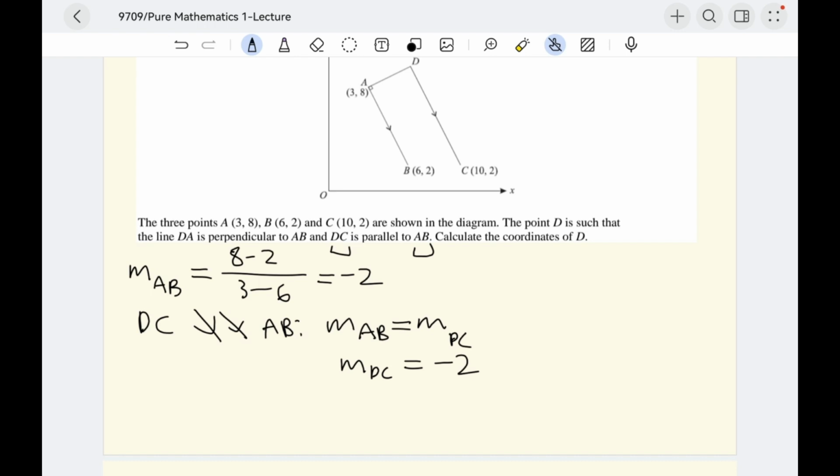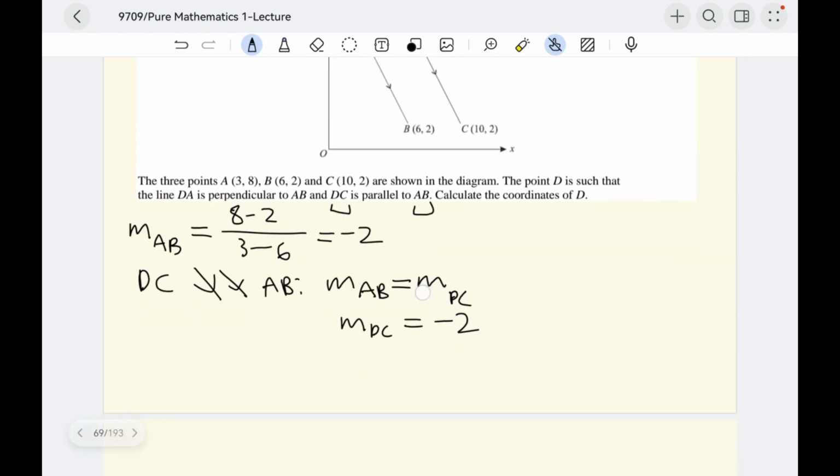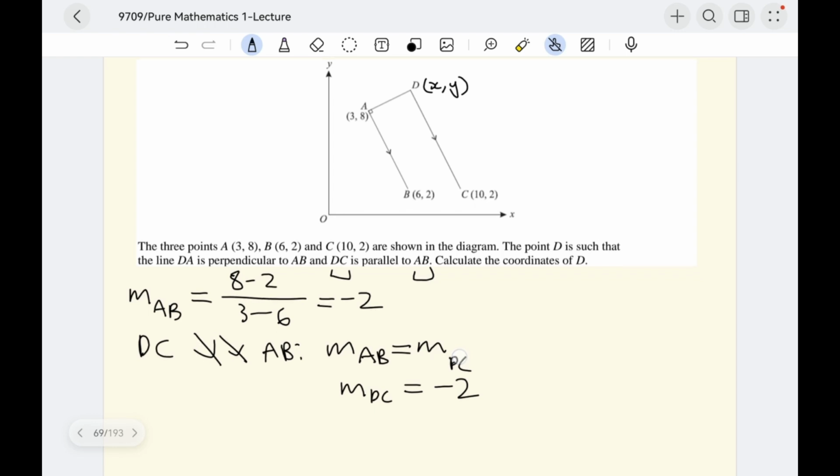Okay, the coordinates of D are unknown, so you can only write it as: let the coordinates of D become x, y. Assume the coordinates of D is x, y, where x, y are what we want to find, these two values, before stating the coordinates of D as your final answer. So you have to relate the gradient in terms of x and y: y minus 2 over x minus 10.